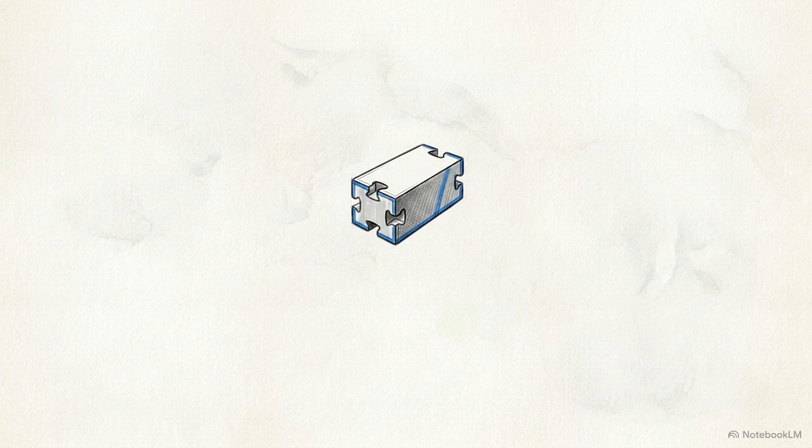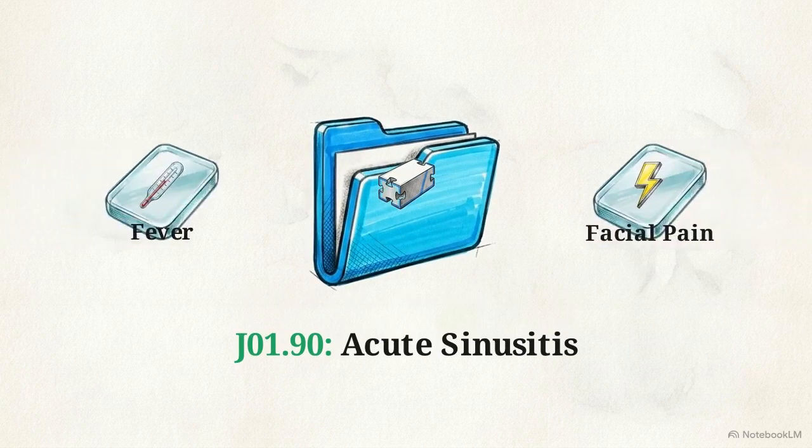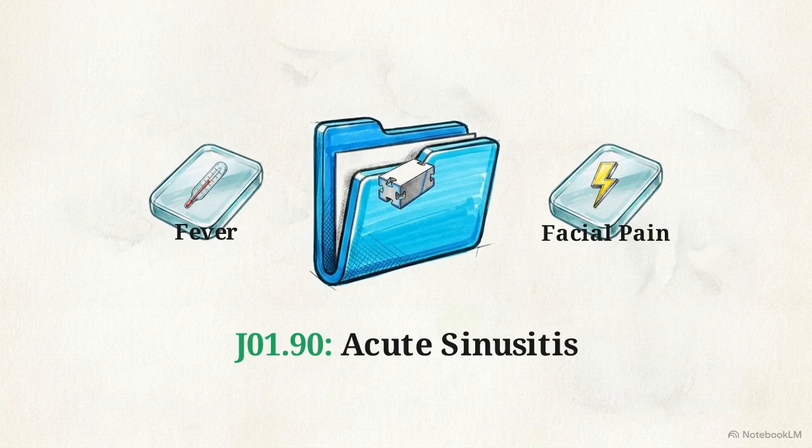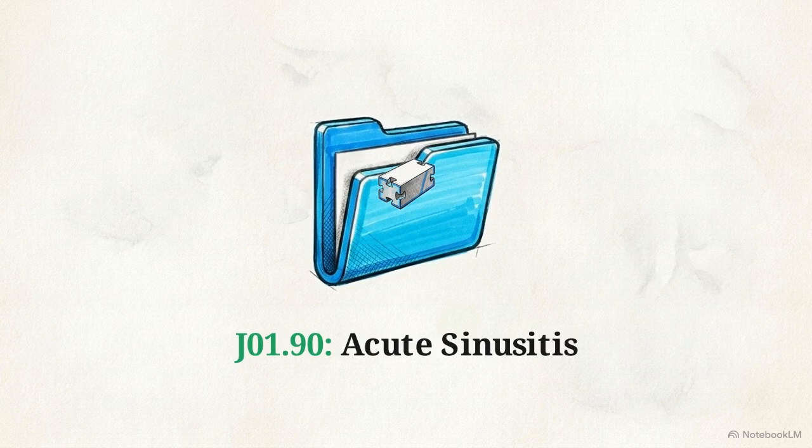This structured alphanumeric block represents a definitive diagnosis code. We'll use J01.90 for acute sinusitis as our example. Think of this code as a container. Because fever and pain are routinely associated with acute sinusitis, they are seamlessly absorbed inside the primary diagnosis code itself.